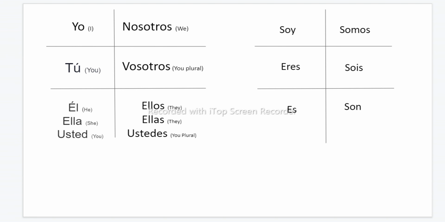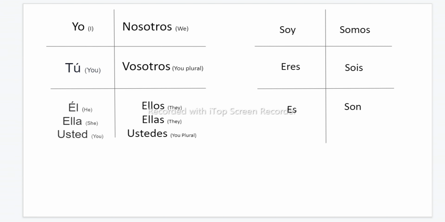Okay, so now let's move on to the next slide where we will discuss when to use this conjugated verb: soy, eres, es, somos, sois, son. When do we have to use it? Because I told you that there are two "to be" verbs in Spanish. One is ser and the second is estar. In this video we will talk about only ser.